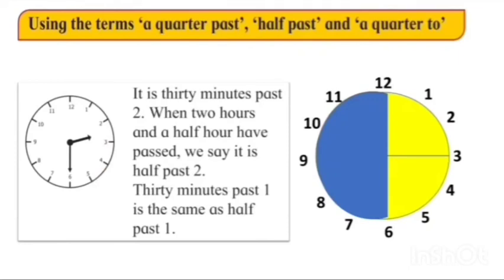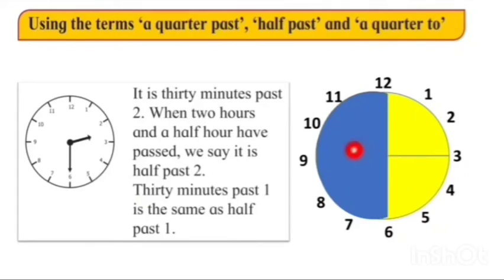Children, here we can see the hour hand is between 2 and 3 and minute hand is on 6. So we can say the time over here is 30 minutes past 2. Now you can see the circle or the clock towards your right. And the portion in yellow color from 12 to 6, this distance is called half past.